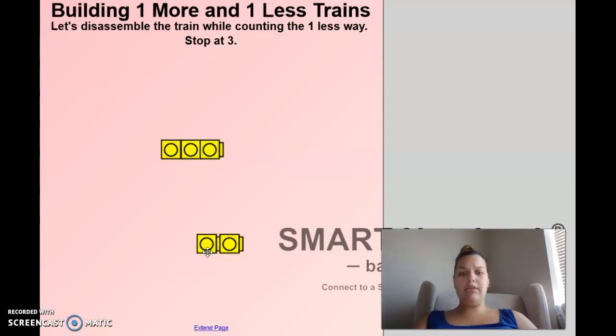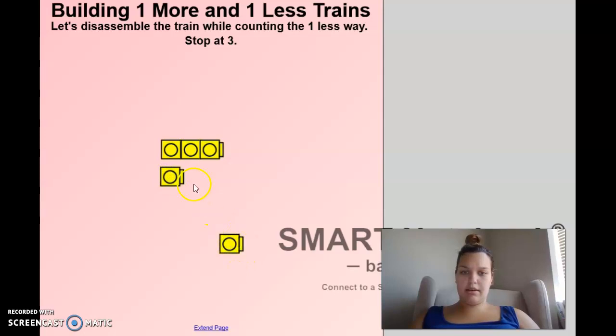Good job. Now look at my two trains. Here, I'm going to put this here. Which one has more cubes? Very good. The top train. So which one is longer? Very good. The top train is longer than the 2-cube train.